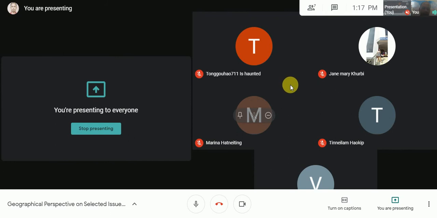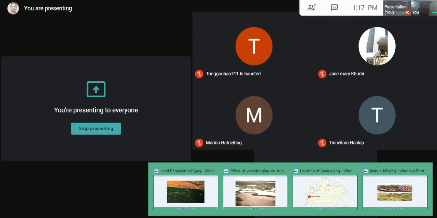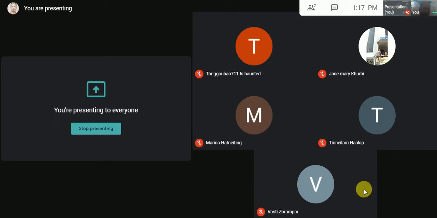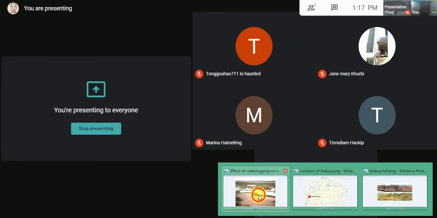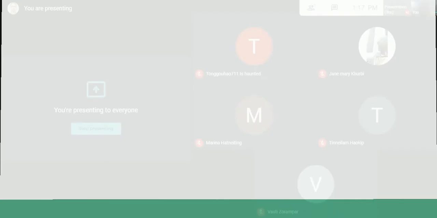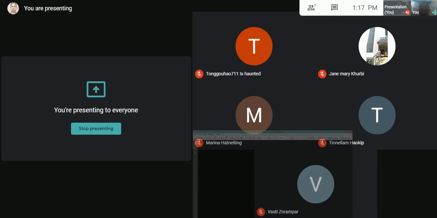Up to here, any question? Do you have questions? So this is also a photograph showing land degradation because of plantation activities. Here the upper portion is degraded, and this is another photograph showing waterlogging because of irrigation. So if you don't have questions, then let me proceed.